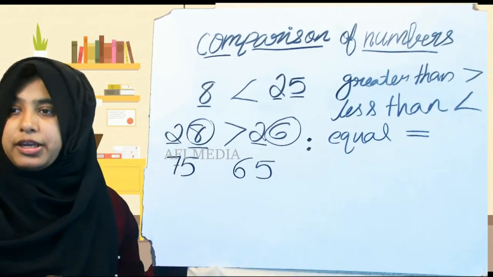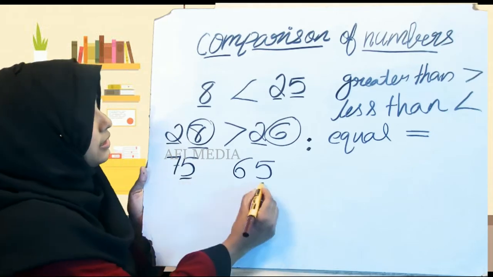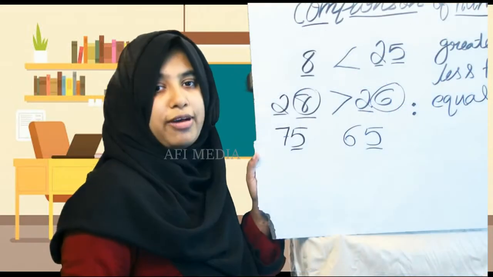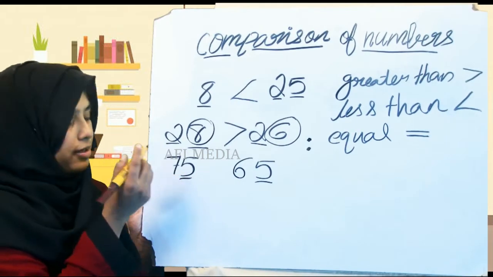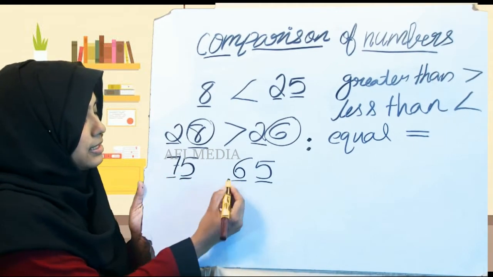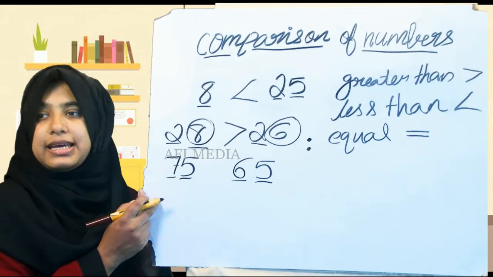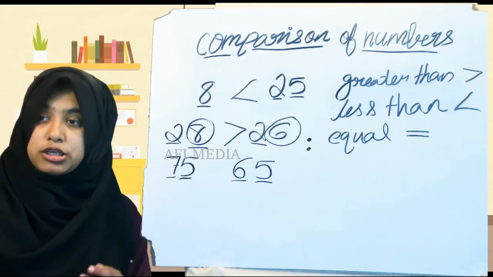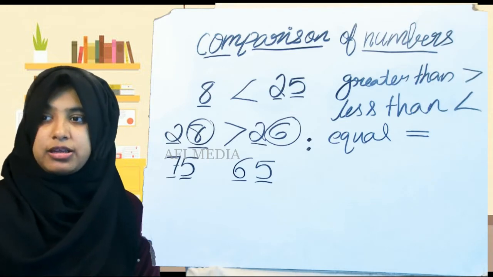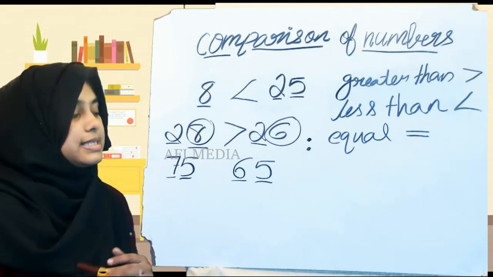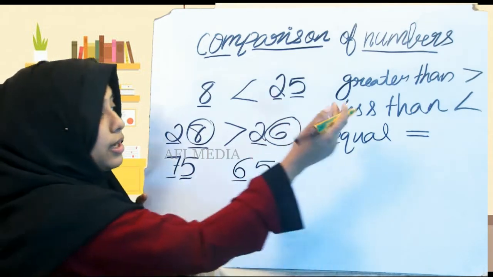How can we find out? The ones place is equal: 5 is here, here also 5, and here also 5. Then we can check the tens place. Here 6, here 7. Which is the greater one? 6 or 7? You know that? Yes, 7. Then which sign do we want to add here?